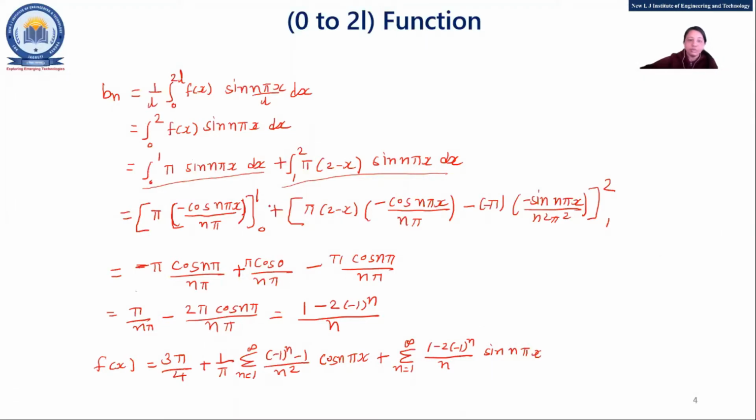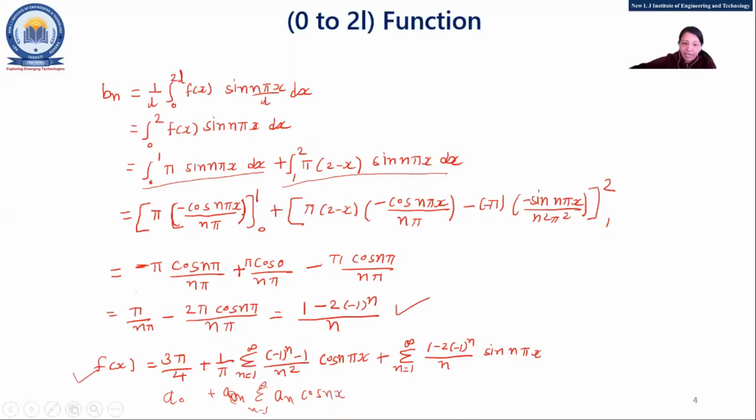So this is the thing. You'll get 1 minus 2 into (minus 1) raised to n upon n. That is our Bn. Now one thing you have to remember: after calculating A0, An and Bn, you have to write down the Fourier series equation. At last you have to write this. That is A0 plus the sum, n equal to 1 to infinity, of an cos nx. This type of thing is there.